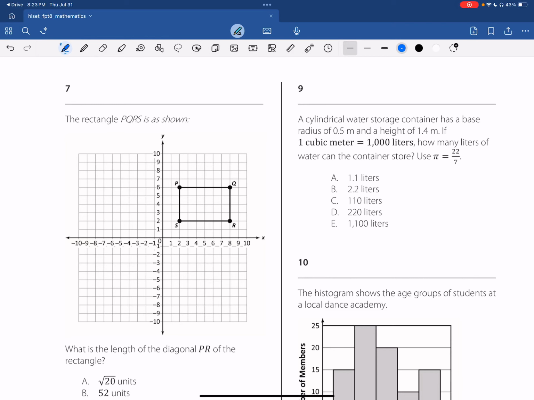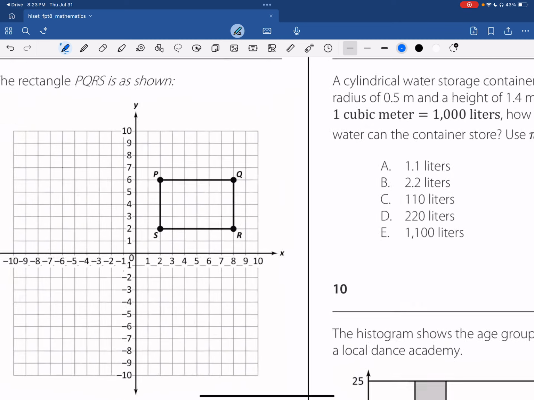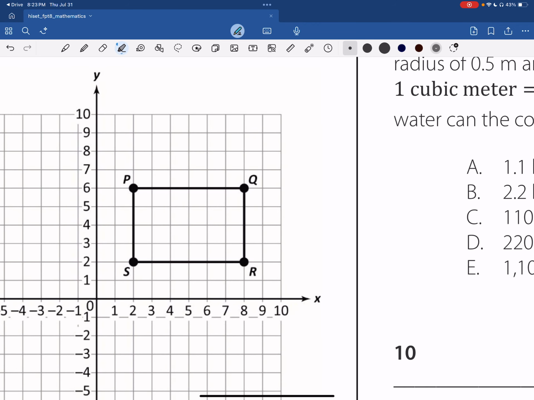Number 7. I love this one too. The rectangle PQRS is as shown. So let me just color in that rectangle so we can really see what we're dealing with. It is named by its vertices or corners. Don't let that word scare you.